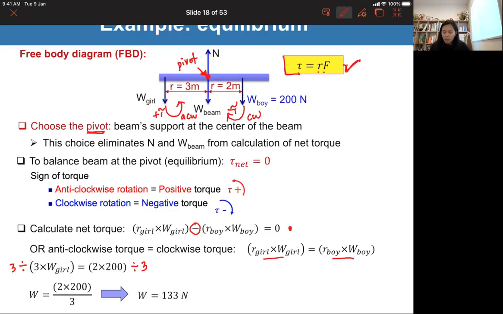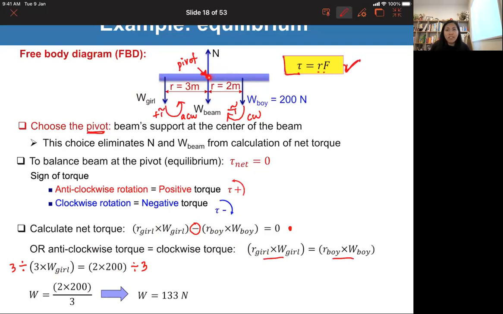I hope by us going through this example step by step and in detail, it has clarified how you find the lever arm. Firstly, how you draw the free body diagram. Remember to draw an extended free body diagram showing roughly the positions of the forces acting on the object. And then assign a pivot point. It's usually where the object rotates about.